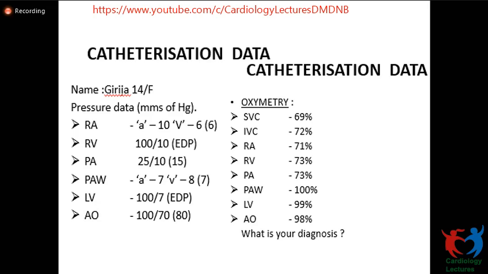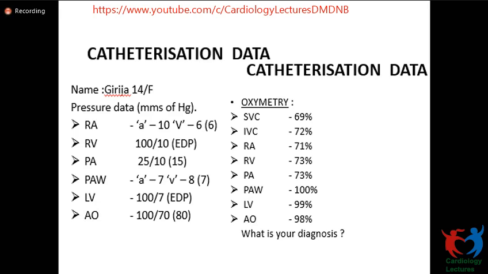Pulmonary artery wedge pressure mean is 7. Pulmonary artery pressure, is it normal or abnormal? It's normal, sir. Mean is 15. Very good. So there is significant gradient from RV to PA. Pulmonary artery wedge pressure is normal. LV pressure is systolic 100, LV EDP is 7. That is normal. Aortic pressure is also normal, sir.